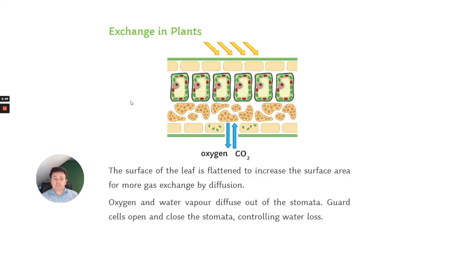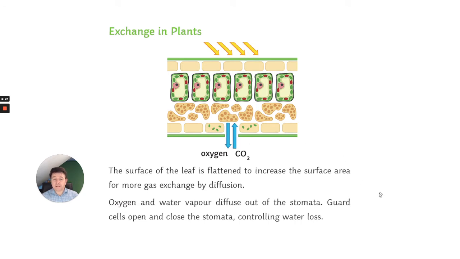Exchange in plants is slightly different. So here we've got a leaf. This is the top of the leaf, and you can see the palisade cells, the spongy mesophyll, the stomata, and the stomata is where oxygen and carbon dioxide will diffuse in and out of.